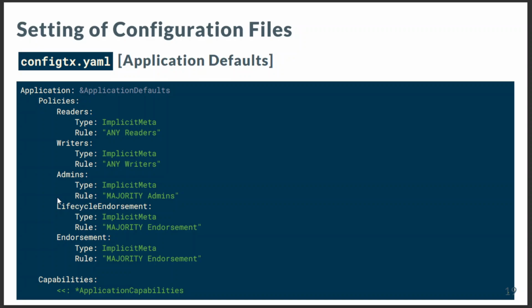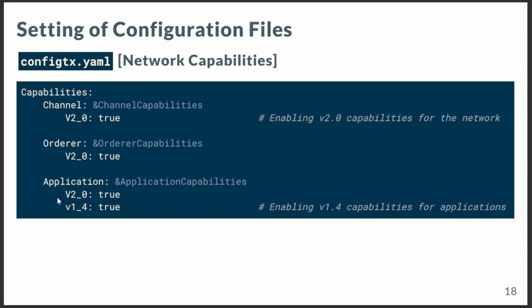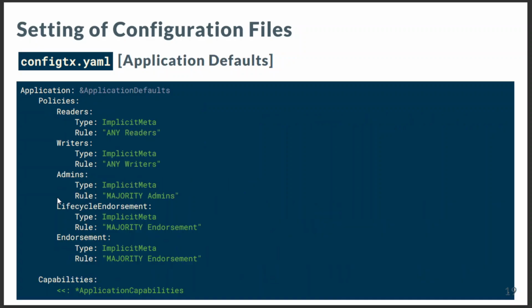Next, we have the application defaults. You see we have channel, orderer, and application. We mention further details of the application. Application defaults, policies. So who can actually execute applications on the blockchain? Policies for readers, any readers. Anyone can read. Writers, any writers. Anyone can write. Admins, majority admins.